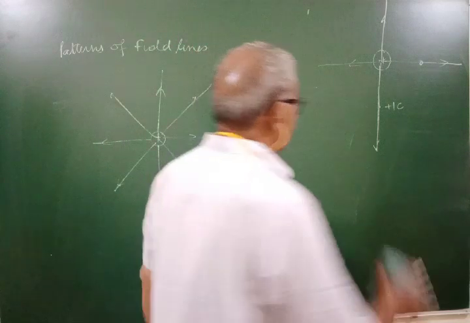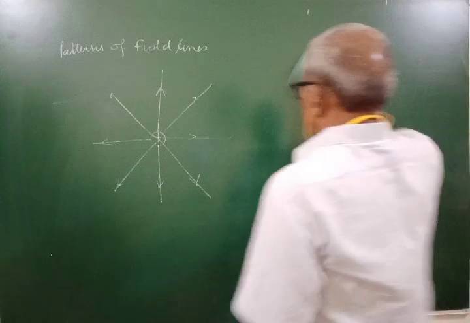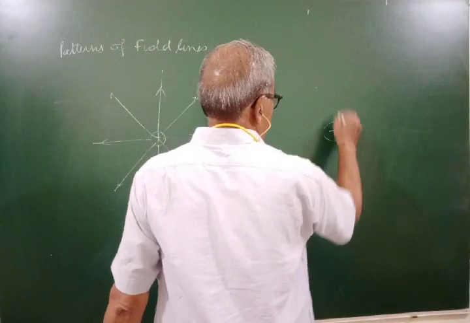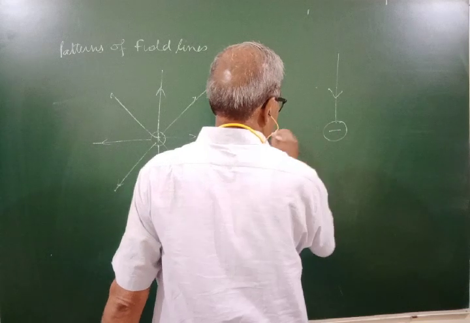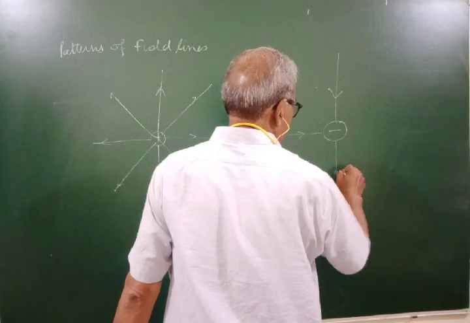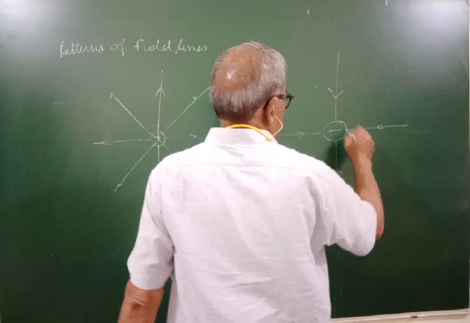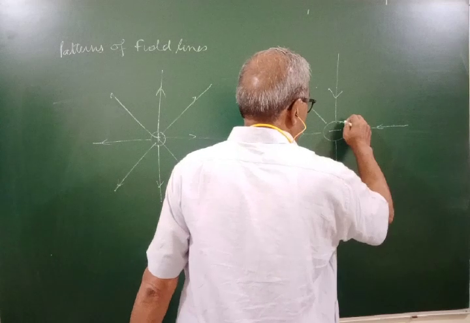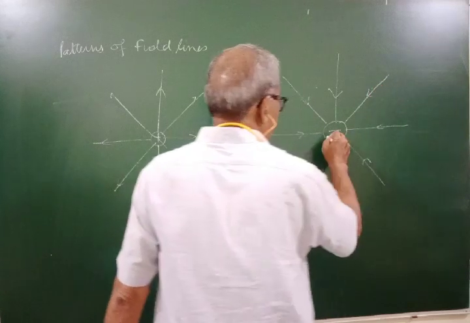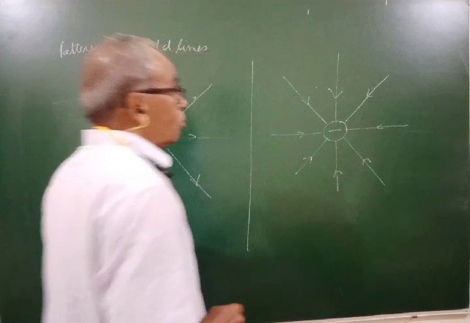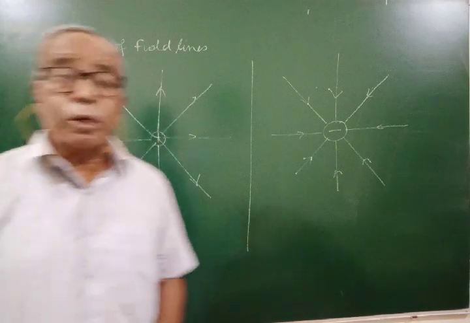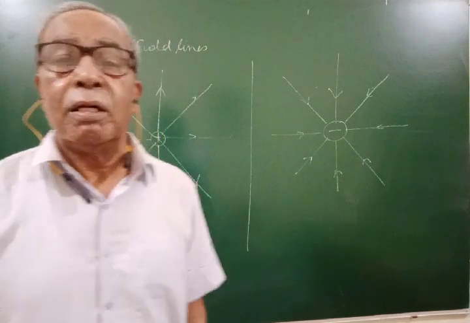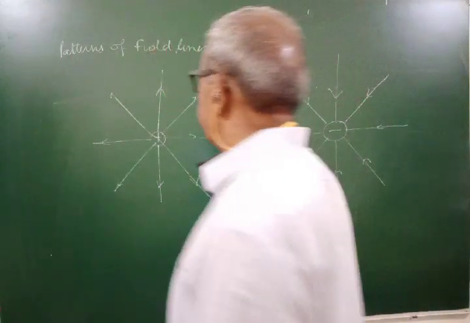Now if we have a negative point charge, a minus charge, the field lines are like this only. This is the pattern of field lines due to a negative point charge. In our books, 2 or 3 pages are filled in NCERT on field lines. So these are important because we represent electric field at any point by electric field lines.